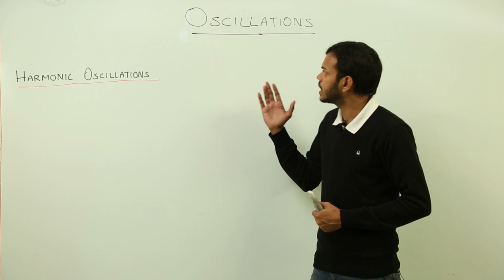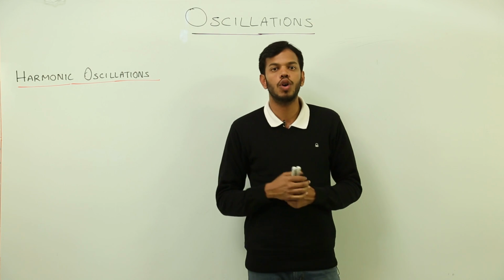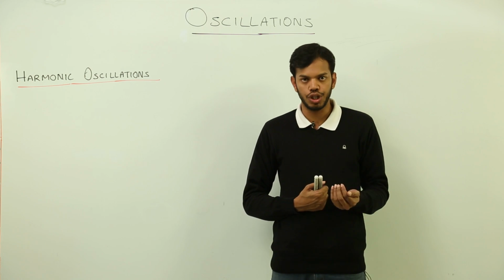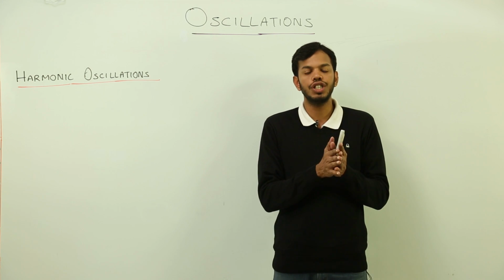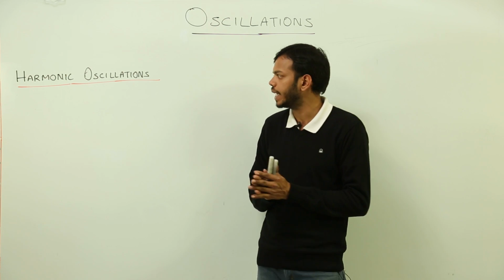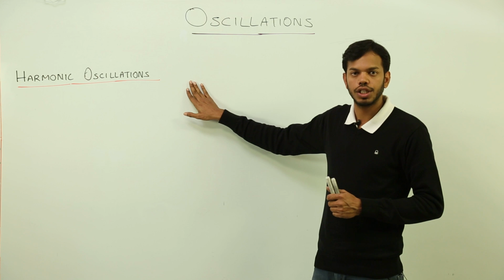Now, as we have just discussed, what is oscillatory motion? It is the motion in which a body moves to and fro about a fixed position, and the motion is repeated after a particular interval of time, right? Now, what is harmonic oscillation?